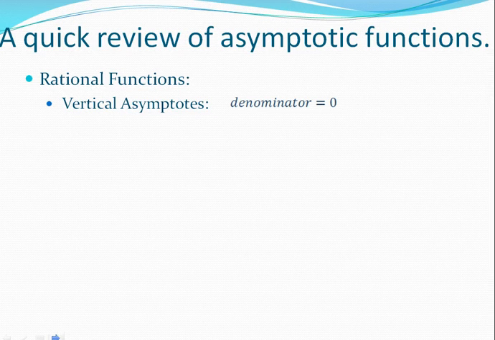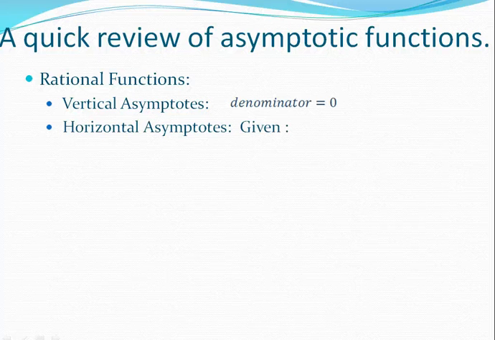So set your denominator equal to 0, find the x values at which this occurs, and then determine are these removable or non-removable discontinuities. Remember, the non-removable discontinuities are the vertical asymptotes.